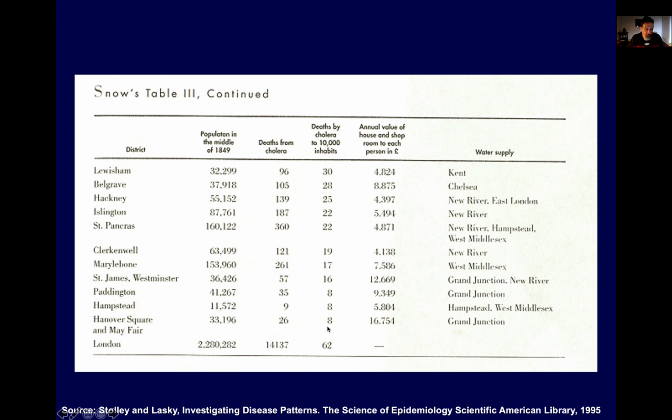Overall, there were about 2.2 million people living in London in 1849, and about 14,000 deaths from cholera, for a rate of 62 deaths per 10,000 inhabitants across the entire city. So you can see how it really varied from one district to the next.